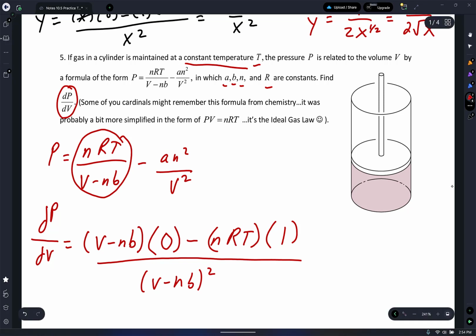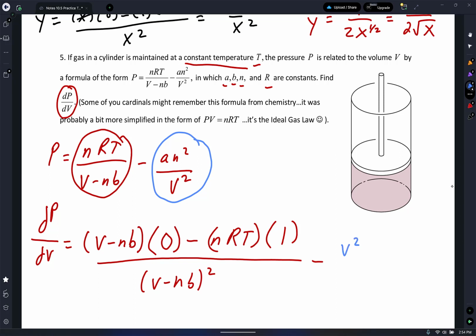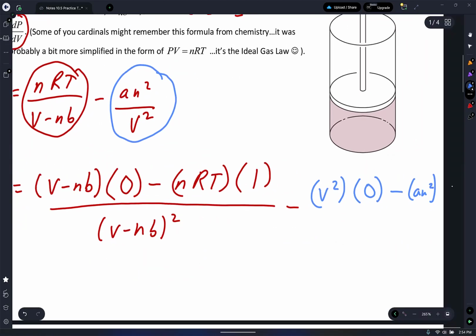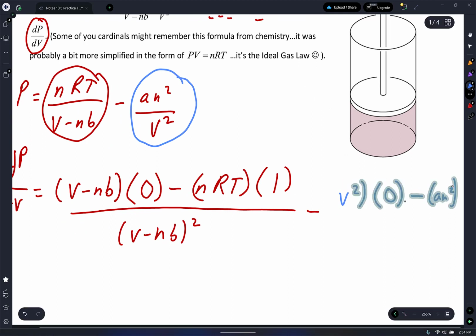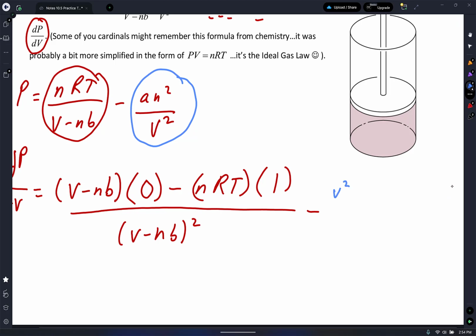Am I okay so far? Okay. Minus, and I'm going to go ahead and color code it. I'm going to put that in that circle that's sky blue. Bottom, V squared, times derivative of the top, 0, minus top, an squared, times derivative of the bottom. What's the derivative of V squared? 2V. Can I fit it in here? Let me write it smaller again. Sorry, guys. Minus top, an squared, times derivative of the bottom, 2V, all over bottom squared.